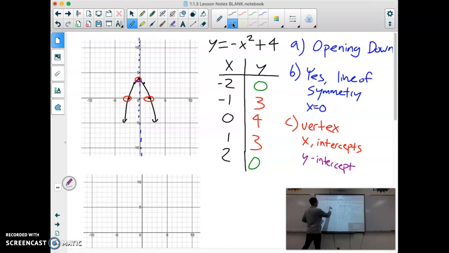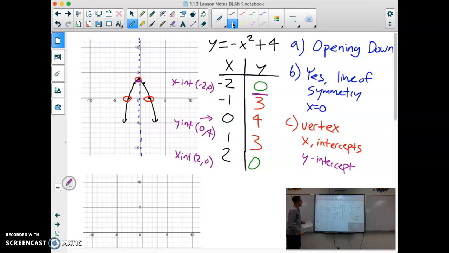So again, as we look, our vertex here is our y-intercept. So where that point is, our x value is equal to 0. That's going to be our y-intercept. So the y-intercept is (0, 4). Our x-intercepts are where y is equal to 0. So this is an x-intercept of (-2, 0), where our y value is 0. So this is also an x-intercept down here of (2, 0).